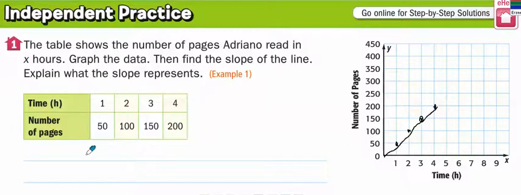And then it says find the slope of the line. When we find slope, we're going to do rise over run. So we're going to rise 50 and go over 1, rise 50, over 1, rise 50, over 1. So we have a constant of 50 over 1. Our slope is going to be 50 over 1, or you can just write 50.